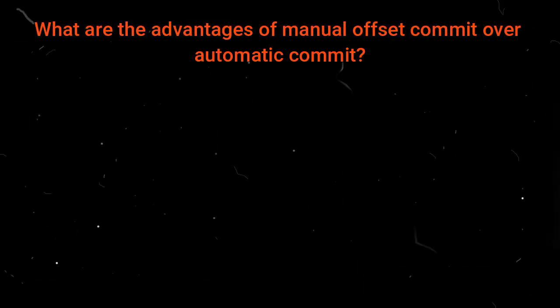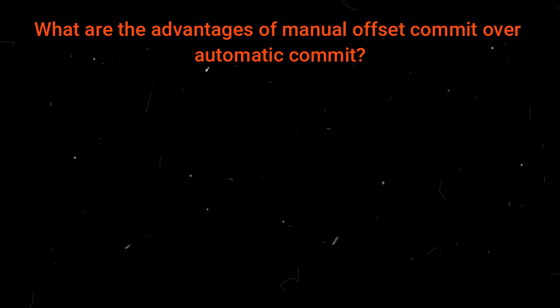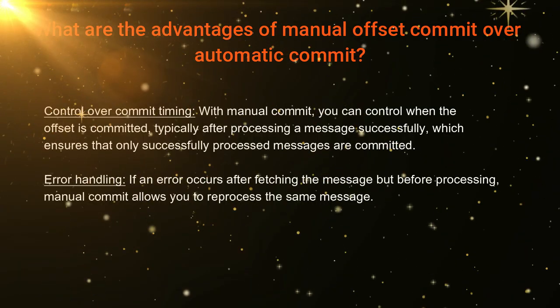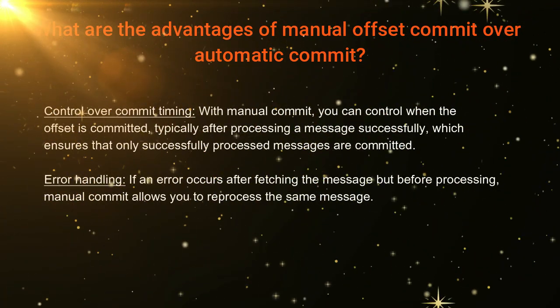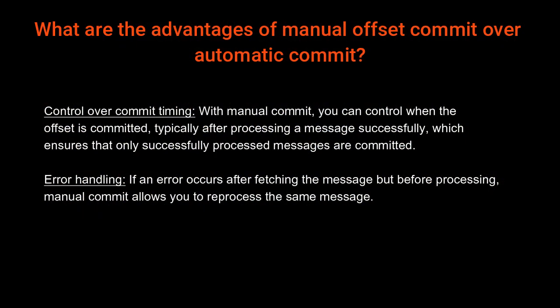Now the question arises, what are the advantages of manual commit over automatic commit? First, control over committing timing. With manual commit, you can control when the offset is committed, typically after processing a message successfully, which ensures that only successfully processed messages are committed. Second is error handling. If an error occurs after fetching the message but before processing, manual commit allows you to reprocess those messages.